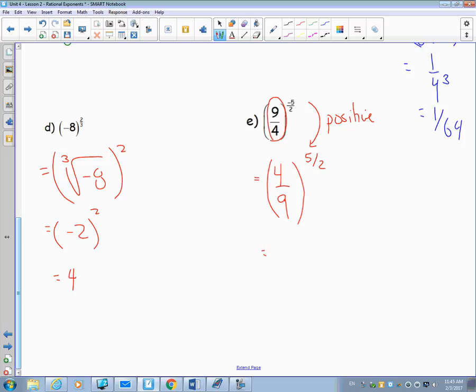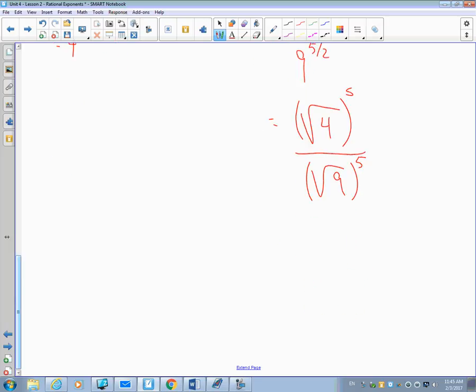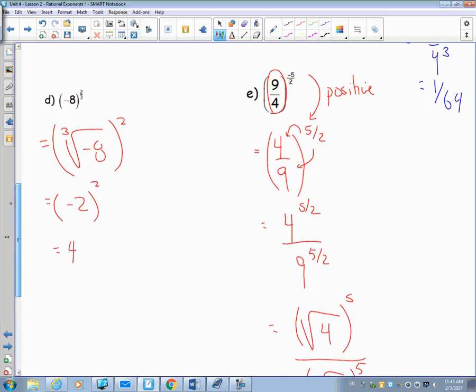How are we going to apply this 5 halves? Top and bottom. So if you want to, we can think of it as 4 to the 5 halves over 9 to the 5 halves. What does that really mean? The square root of 4 to the power of 5 over the square root of 9 to the power of 5, which gives us on top 2 to the 5, on bottom 3 to the 5, or 32 over 243. Okay, so lots of parts and pieces and lots of steps. You don't necessarily have to show every step. We're doing it now so we can learn where they're coming from, okay?